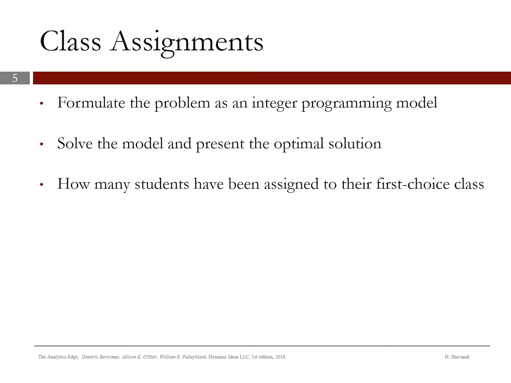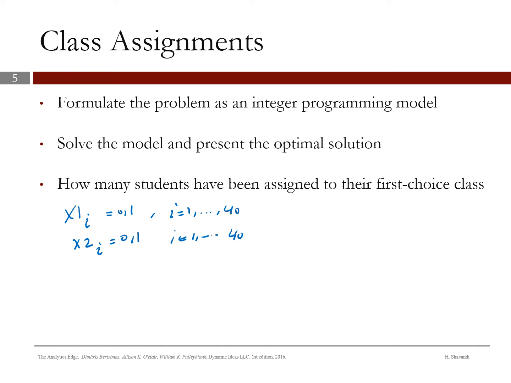Okay, so now let's formulate our problem as an integer programming model. We can define the decision variables x1i, 0 or 1, and x2i, again 0 or 1. Binary variables. The index i goes from 1 up to 40, the number of students, so we have 80 decision variables here. If x1i takes the value of 1, that means student i is assigned to class 1.